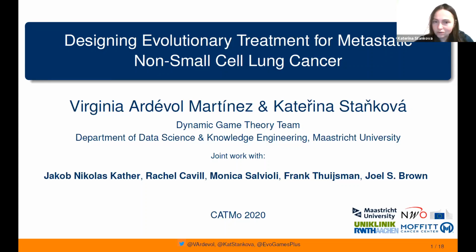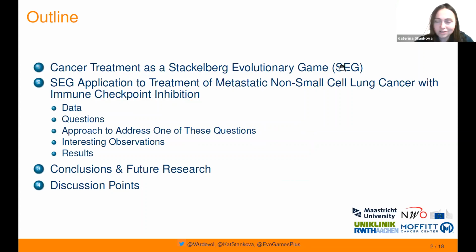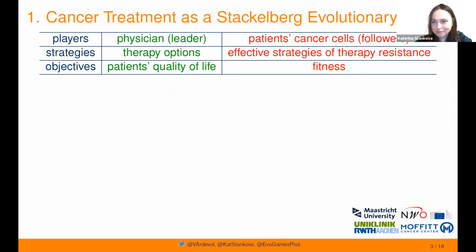So what I'm going to talk about, and Virginia is switching the slides, so there will be maybe a fun element in this if I'm too slow or too fast. So first, I will just recall what we typically assume when framing a cancer treatment as a Stackelberg evolutionary game. That's my part. And then Virginia is going to talk about how we apply this framework to first model and maybe predict the treatment results of the non-small cell lung cancer. Some interesting observations, and there will be a lot of discussion points after the conclusions, which I hope we will get your input on.